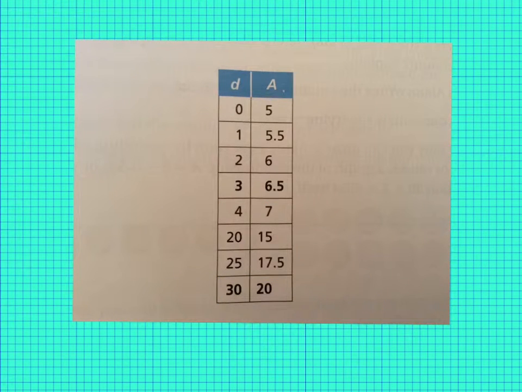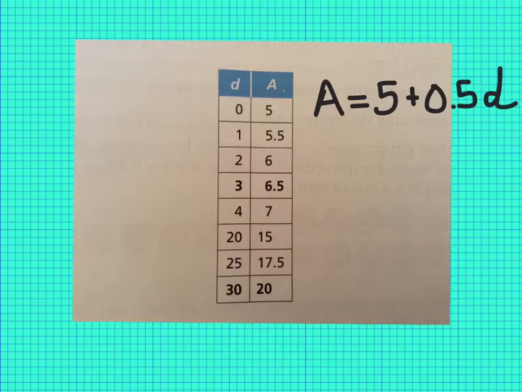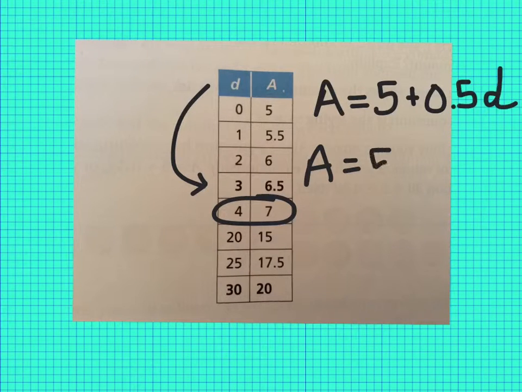Let's try another one like that. Our equation was amount equals 5 plus 50 cents for every kilometer, or D. So let's suppose we go back and we choose (4, 7). So 4 again represents our input, our independent variable D. So A equals 5 plus, instead of putting that D in there, notice I'm going to put 4.